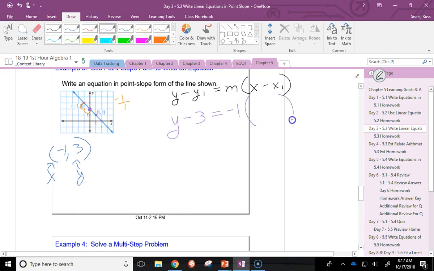And then we look at our x coordinates. In this one, our x is a negative 1. We have to write it as the opposite. So we're saying it is plus 1.